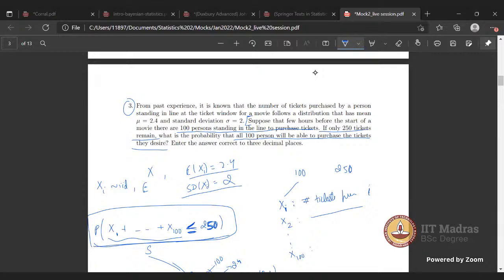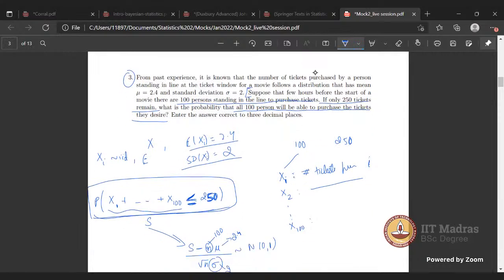But there is also a restriction that only 250 tickets are left now. So let's say person 1 is purchasing 10 tickets, and from x1 to x10 everyone is purchasing 10 tickets, so 100 is done. And from x11 to x100, if everybody wants to buy, say, 20 tickets, then they won't be able to buy, right? Because they have just 50 tickets left.